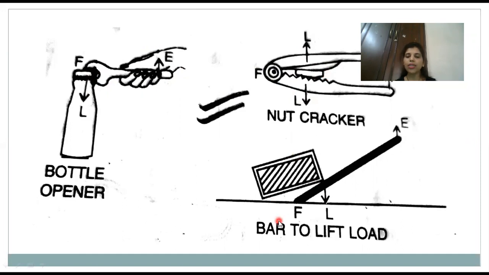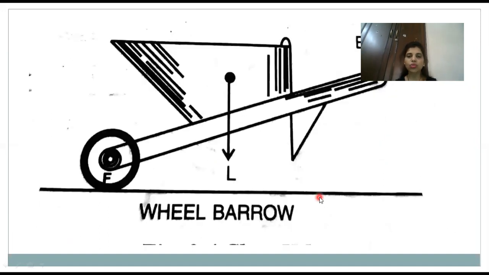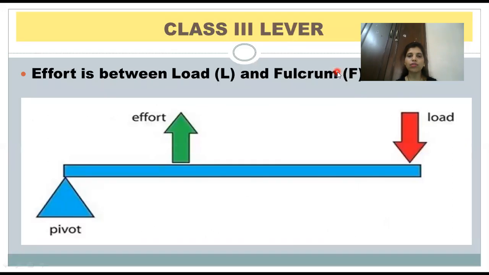Then the third example is, here you can see a bar which is used to lift the load. So here also, this particular figure will be shown to you. You can see that the fulcrum is at this fixed point where you're fixing this rod. The load is the box which is at the center and effort is on this side. So as load is at the center, it is a class 2 lever. Then the next example is wheelbarrow. As you can see, load is at the center, fulcrum is at one end, effort is at the other end. It is a class 2 lever.